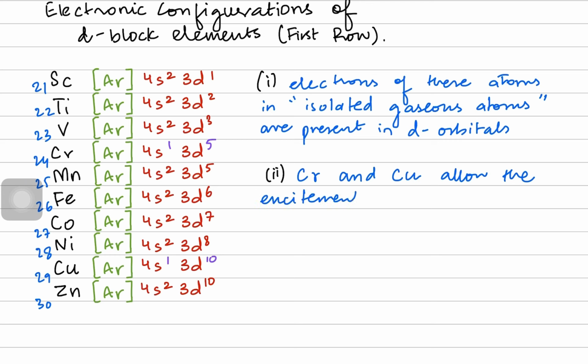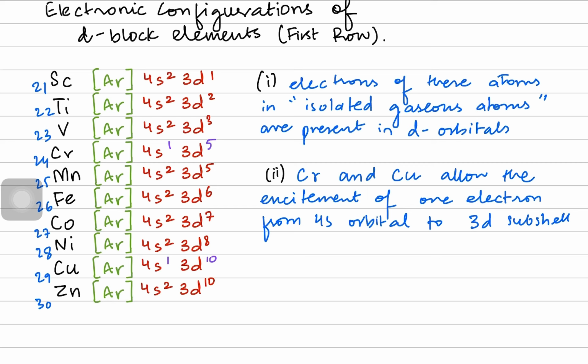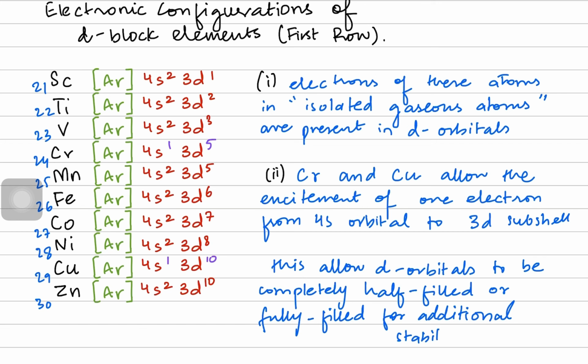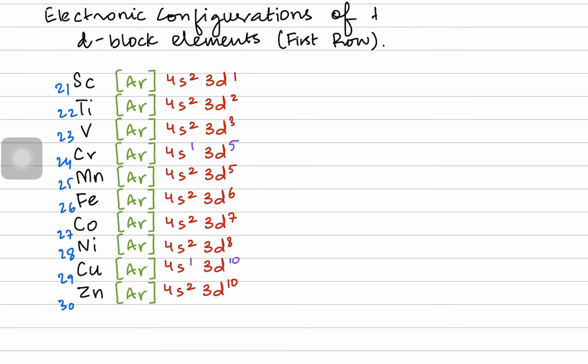And then when we talk about chromium and copper, we talked about it already. Chromium and copper allow the excitement of 1 electron from 4s subshell, or you can say 4s orbital, to the 3d subshell. 3d subshell has 5 orbitals, by the way. That is something we'll talk about also. This allows the d orbitals to be completely half-filled or full-filled. Half-filled in the case of chromium and full-filled in the case of copper, because 3d5 and 3d10 offer higher stability. So for additional stability, this happens. I hope we are clear so far.